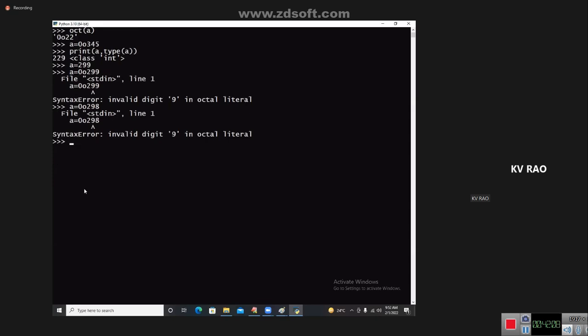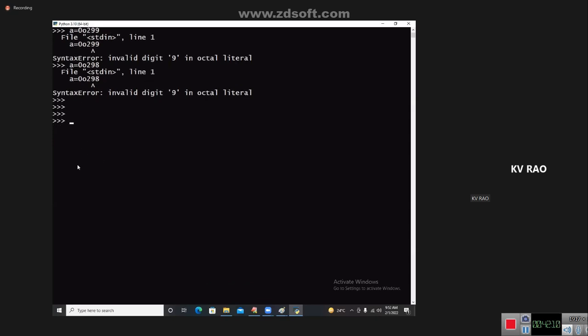Coming back to the point, I am going to write A is equal to 0xAC. Be careful, because some of the students are unable to understand capital letters and small letters. 0xAC. Print of A comma, type of A. This is the understanding.